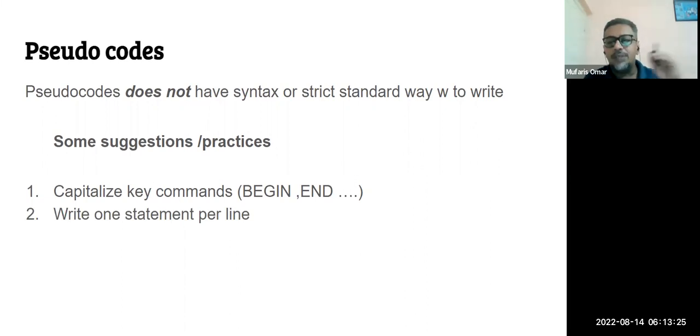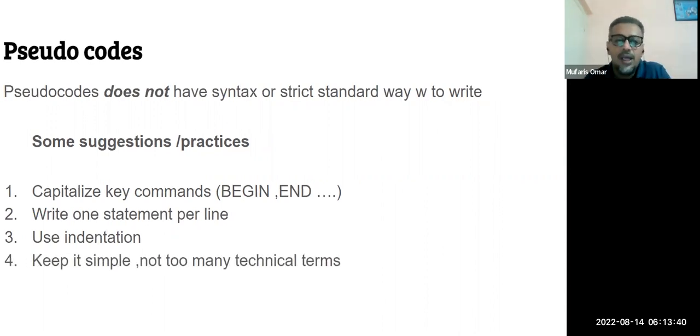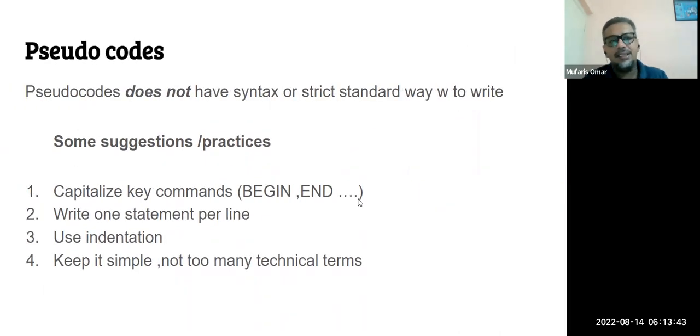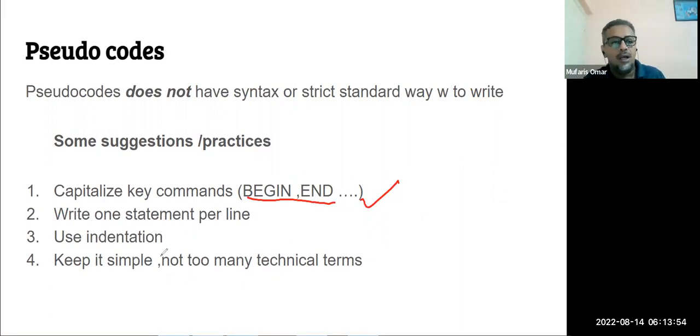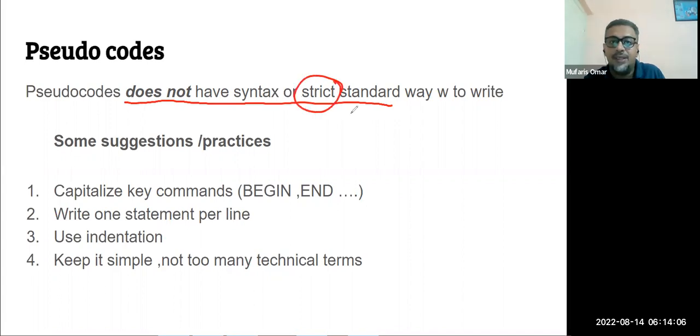You write one statement per line, like if this is that, or display. You don't write two statements on a line, and you indent the statements. You know what indentation is? And we make it simple. So these are some basic practices, not strict rules. Even if you don't follow them, the pseudocode will work. Even if you don't use capitals or indentation, it's fine. These are just practices.